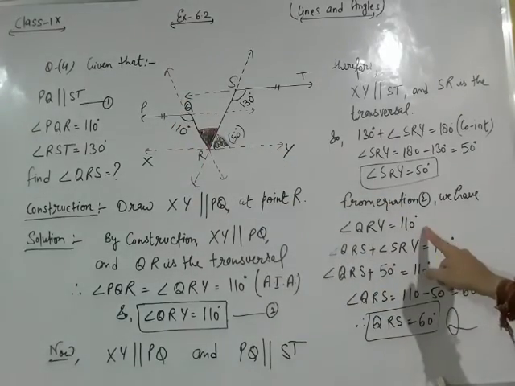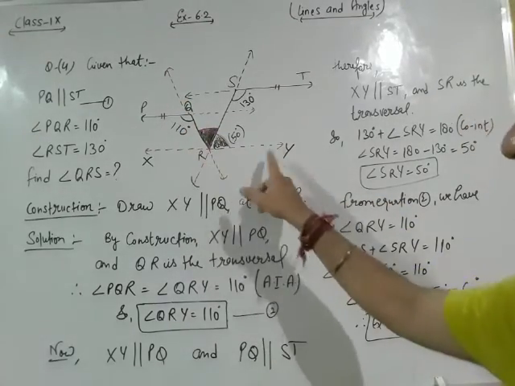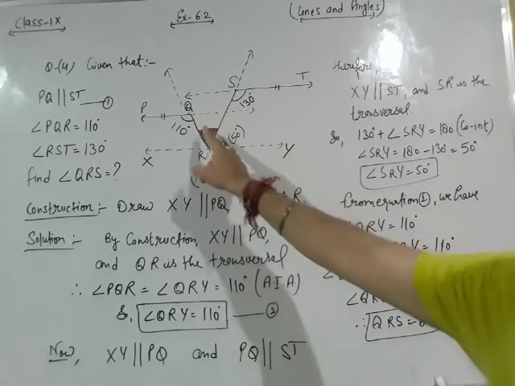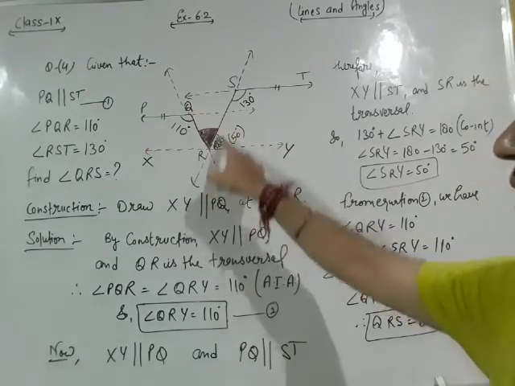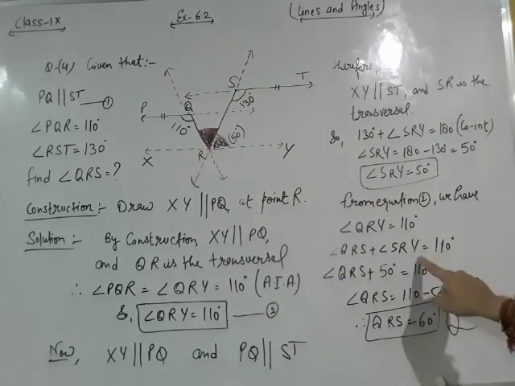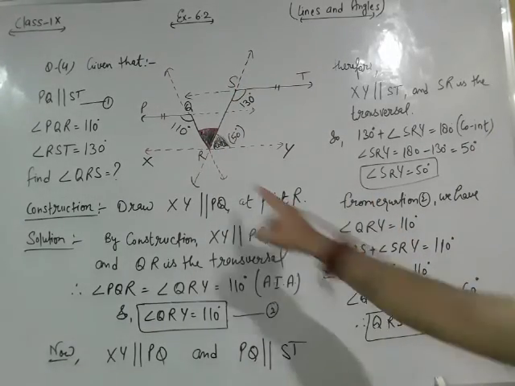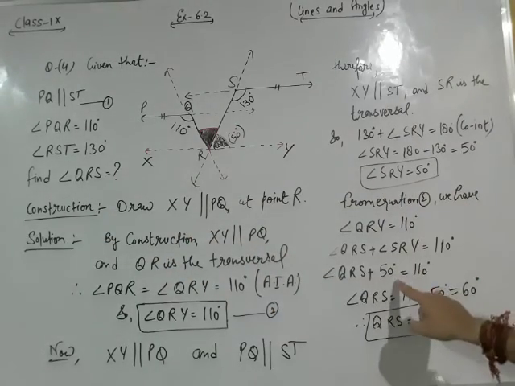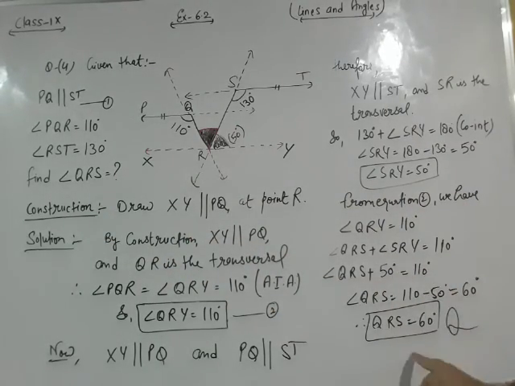Now from equation number 2, we have angle QRY equals 110, but angle QRY has been divided into two parts here. This is the first part and this is the second part. So we can write it as angle QRS plus angle SRY. 110 equals angle QRS, which we have to calculate, plus SRY, and what is the value of SRY? It is 50 degrees. So transpose 50, therefore angle QRS is equal to 60 degrees, the answer.